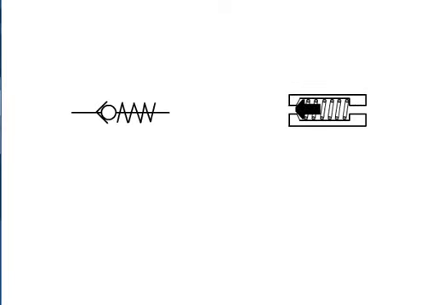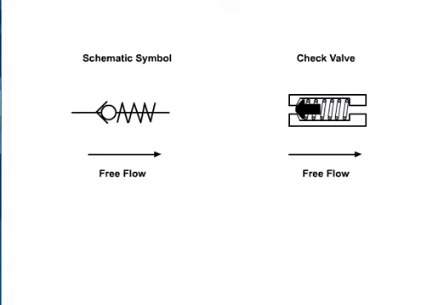Inline check valves are classified as directional control valves because they dictate the direction flow can travel in a portion of the circuit. Because of their sealing capability, many designs are considered to have zero leakage. The simplest check valve allows free flow in one direction and blocks flow from the opposite direction.